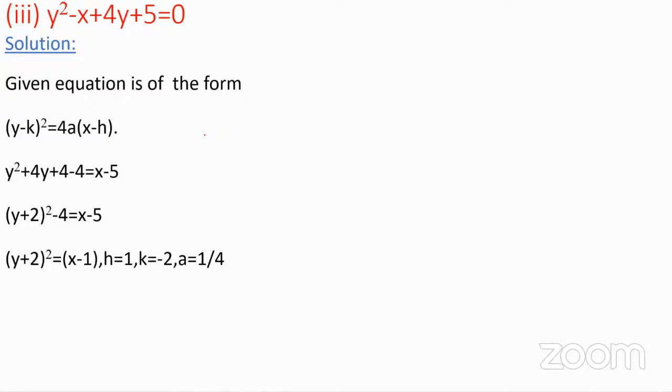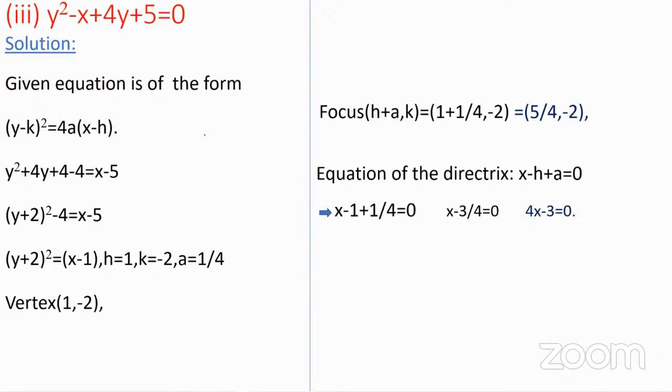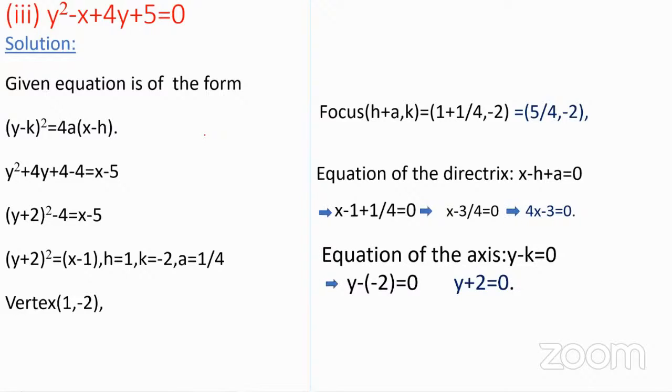So then I will get h value is 1, k value is minus 2, a value is 1 by 4. Then vertex is nothing but 1 comma minus 2, which means h comma k. And focus is h plus a comma k. Then add 1 plus 1 by 4 comma minus 2, that is nothing but 5 by 4 comma minus 2. Equation of the directrix is nothing but x minus h plus a equal to 0. So then substitute the values, then you will get x minus 1 plus 1 by 4 equal to 0. Then you will get x minus 3 by 4, that is nothing but 4x minus 3 equal to 0 is the directrix equation. Then the axis equation is nothing but y minus k equal to 0. This is y minus of minus 2, that is y plus 2 equal to 0.